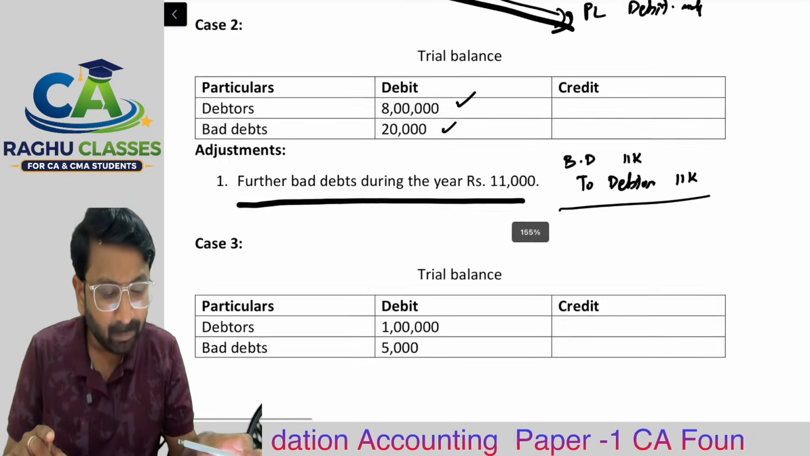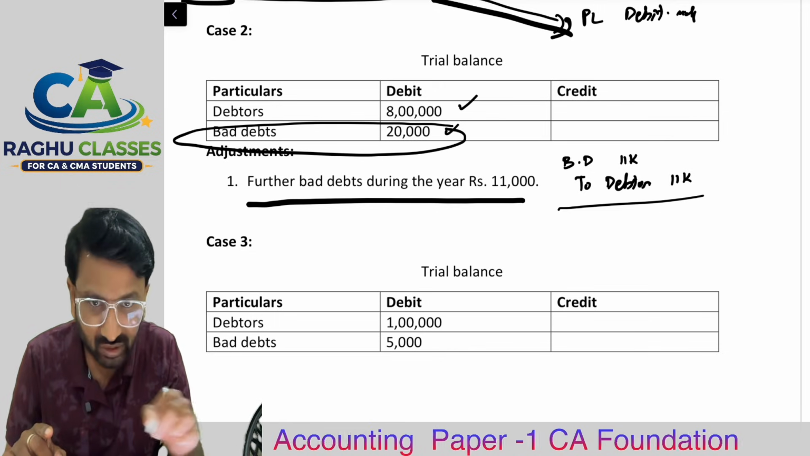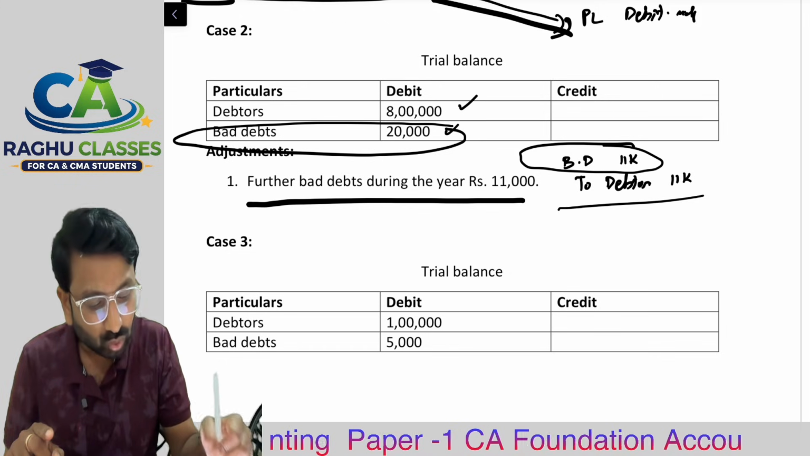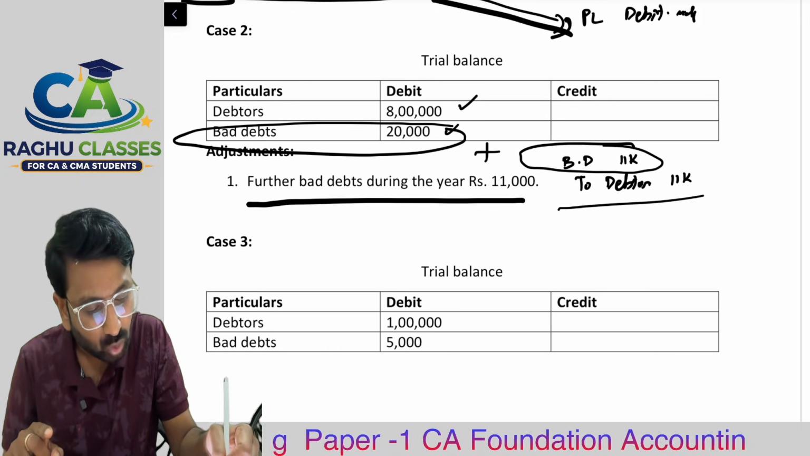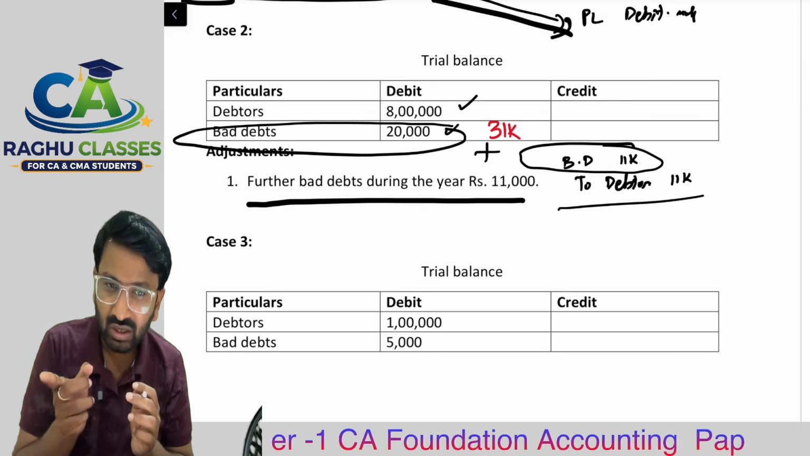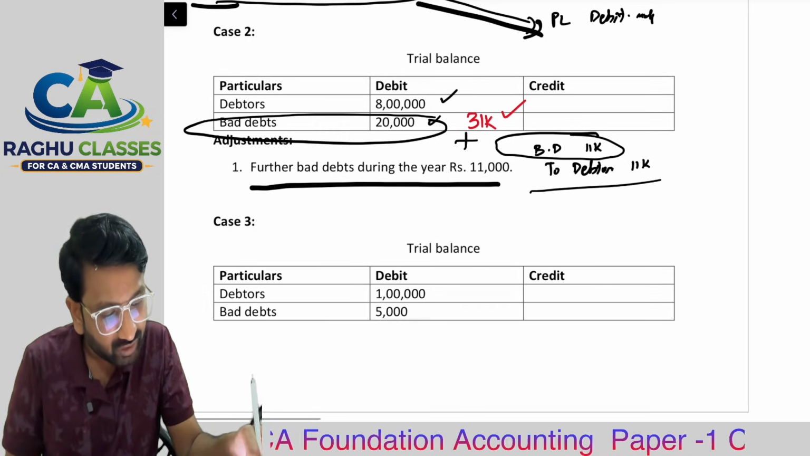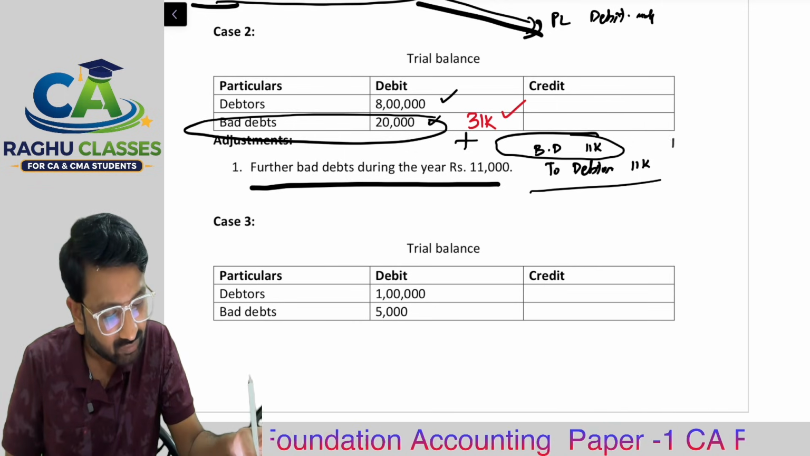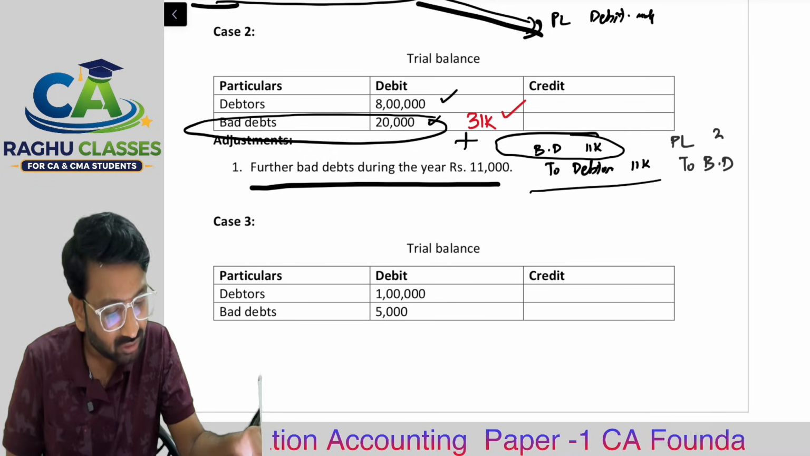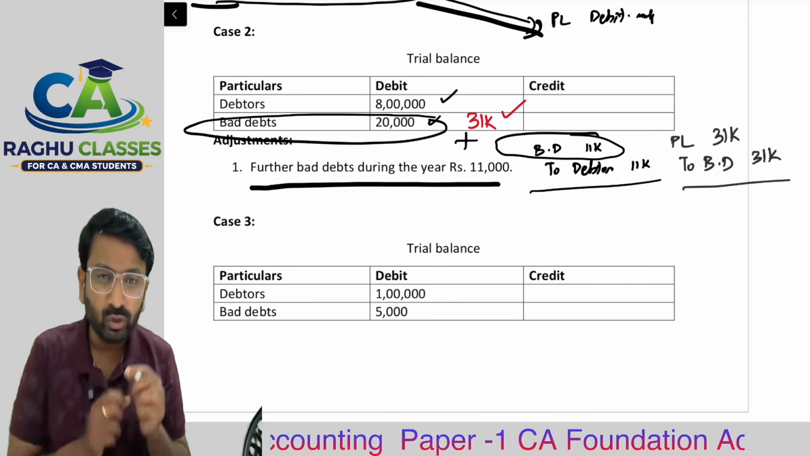Now if you look at the bad debts balance, already we have 20,000 in the TB. Again we are debiting 11,000 now. So 20 plus 11, your total bad debt will be 31,000. This is my total loss. Already 20, further 11. This entire 31,000 loss will be transferred to P&L. So the entry will be P&L to bad debt. It's going to be 31,000. This is how we do the accounting for this.